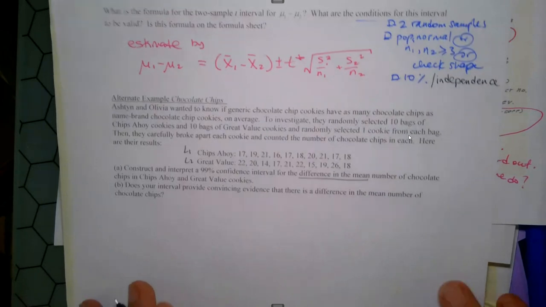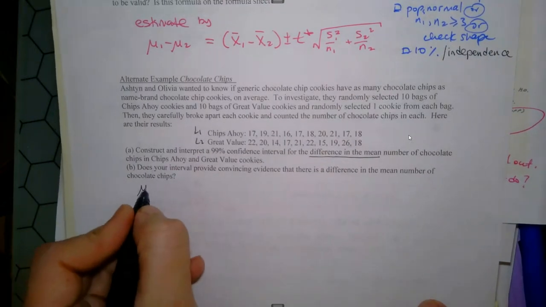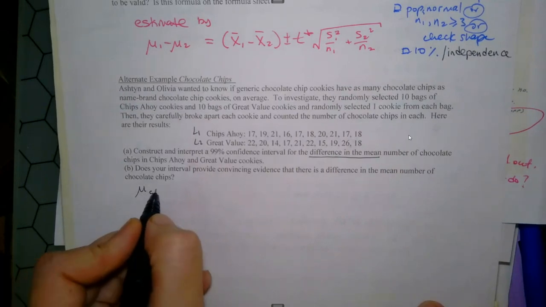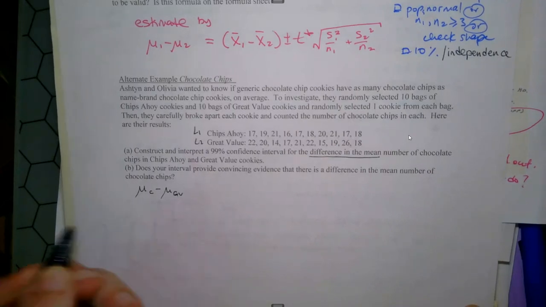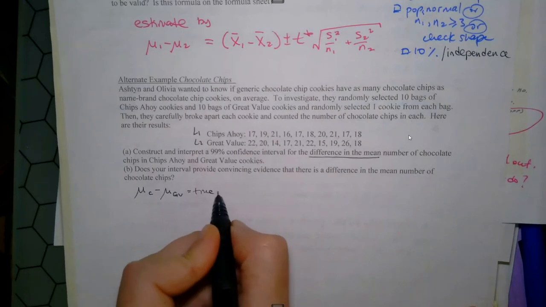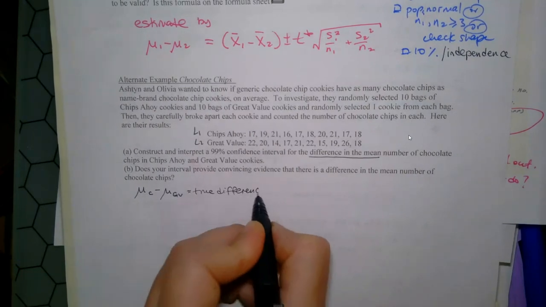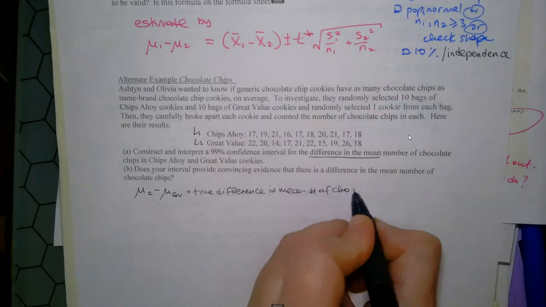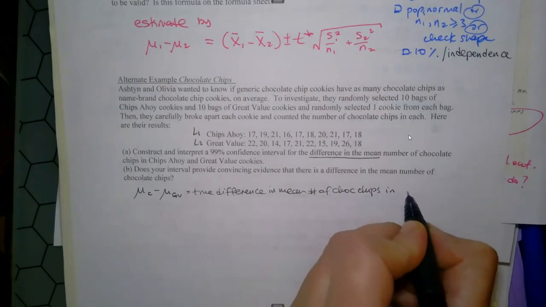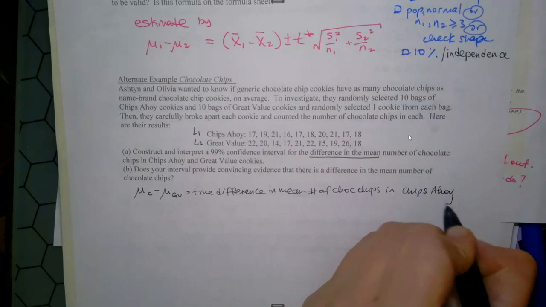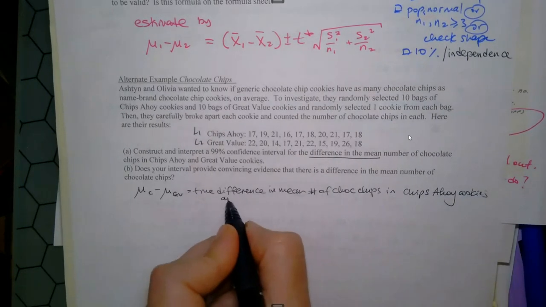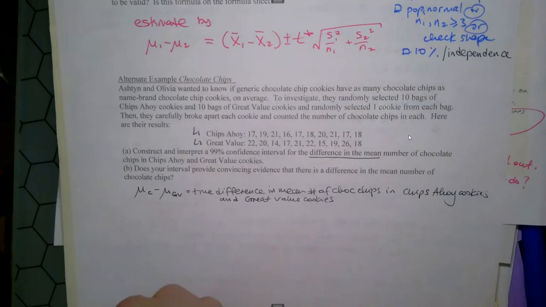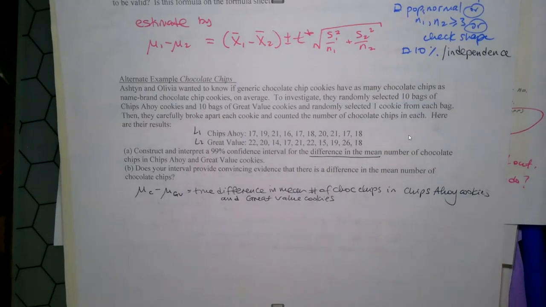But before I do that, I'm going to start with the parameter naming. Okay, so we are estimating the mean number of Chips Ahoy chocolate chips minus the mean of Great Value chocolate chips. So it's the true difference of the means. So true difference in mean number of chocolate chips in Chips Ahoy cookies and Great Value cookies. So that's it for the parameter, the state step for confidence intervals.